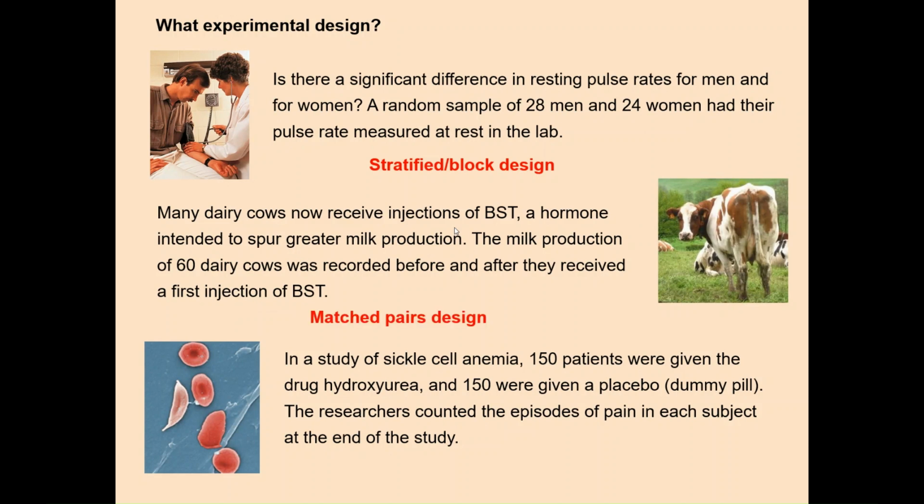And then lastly, it says in a study of sickle cell anemia, 150 patients were given the drug hydroxyurea, and 150 were given a placebo. Okay. The researchers counted the episodes of pain in each subject at the end of the study. Okay. So there's no matched pairs going on here. We're not pairing people. Okay. We're not stratifying, breaking them between men and women, or into age groups or anything like that. Okay, so this is just that completely randomized experiment.